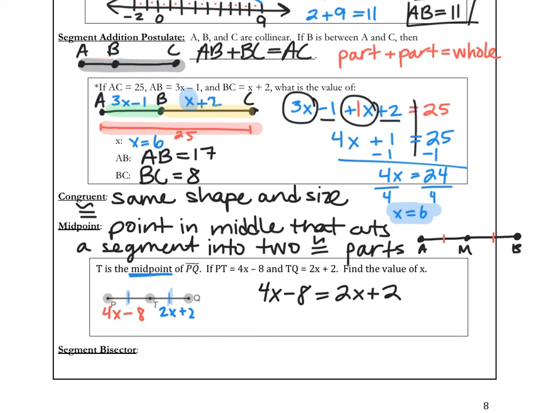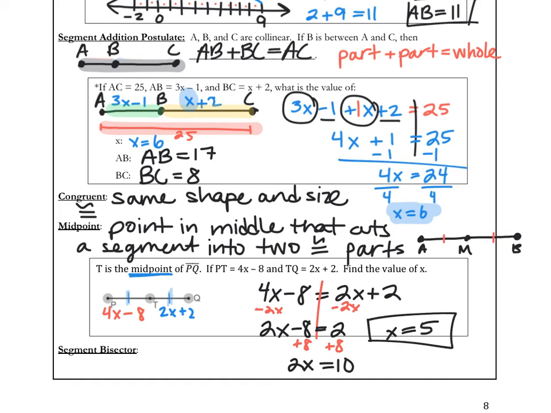And we'll solve. This is variables on both sides. So I have to move my variables to one side. I'll subtract 2x and get 2x minus 8 equals 2. Now we add 8 to undo the subtraction. 2x equals 10. If I divide by 2, then my final answer is x equals 5. So that's dividing by 2.